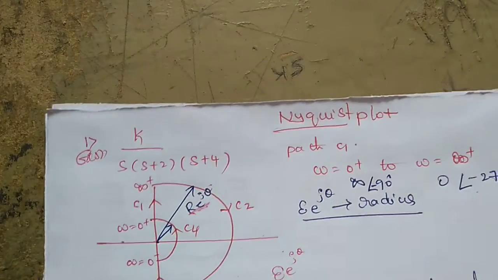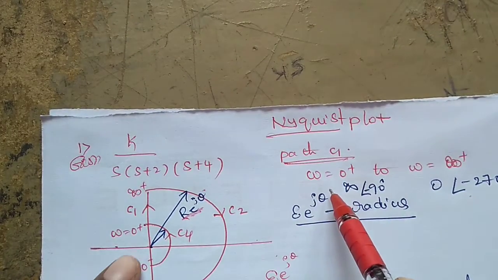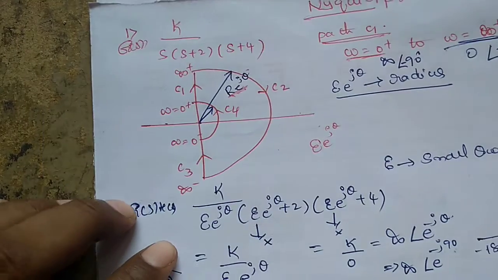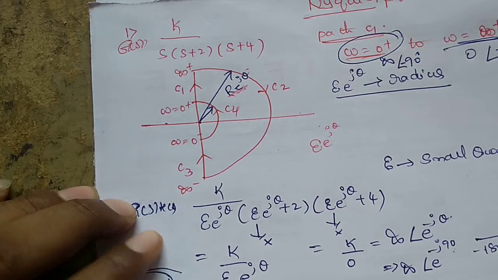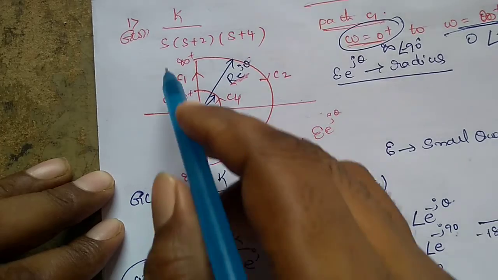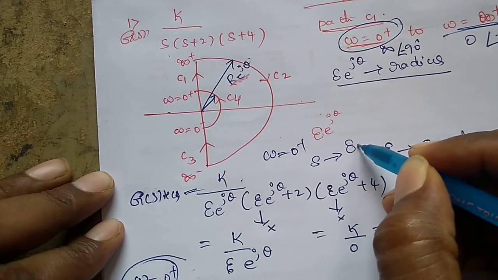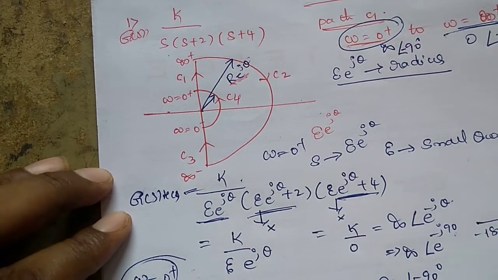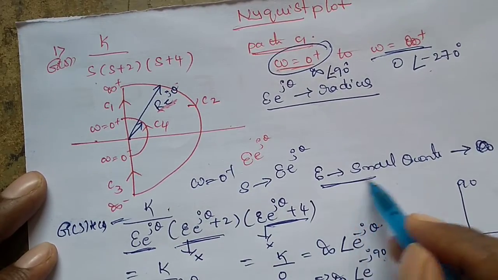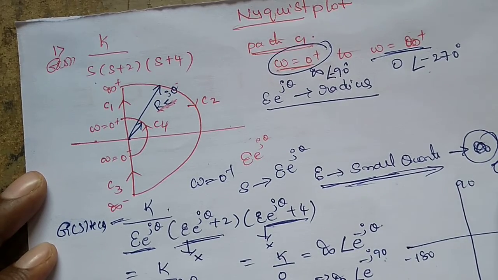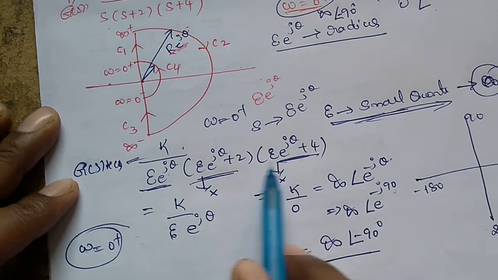To find the C1 path, just observe here, which starts from omega equal to 0 plus to omega equal to infinity plus. So first find the value at omega equal to 0 plus: in place of s, you have to put epsilon e raised to j theta. In this case epsilon is a very small quantity, hence we can consider it as 0. Put 0 in place of epsilon, so we get the equation.